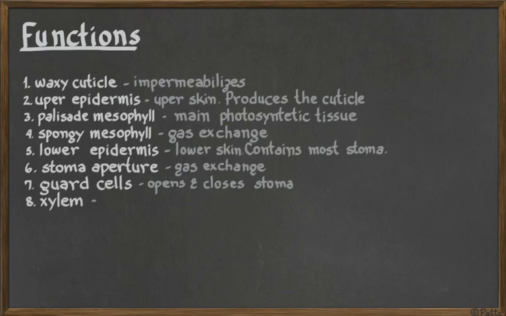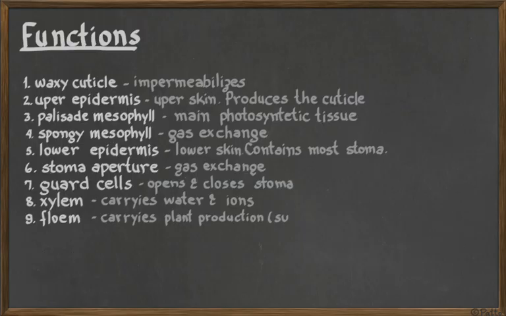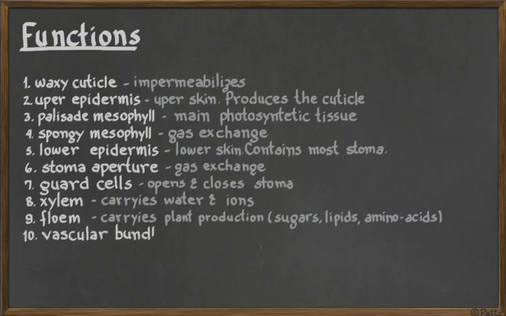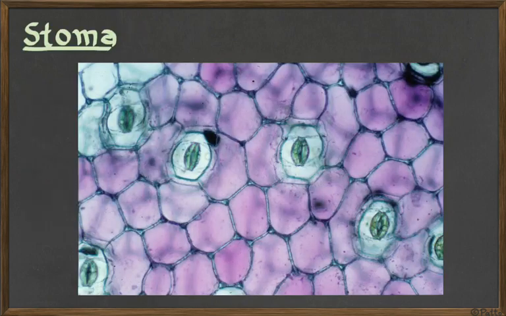Okay? So the xylem, you already know, carries water and ions, the same function as in the stem. The phloem is the same thing as in the stem, carrying the products of photosynthesis: glucose, amino acids, lipids, whatever. And the vascular bundle is the xylem and the phloem together, both of the vascularization together, making the tubes that carry liquids around. Okay? So, let's take a closer look now at this stoma thing.